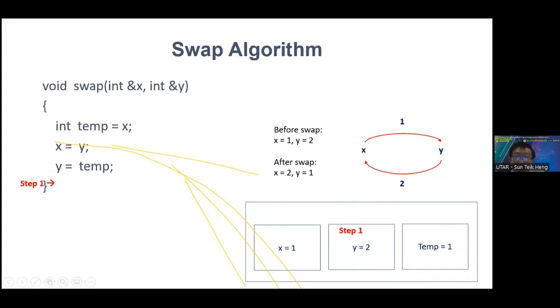Then in step 2, you are able to take the occupant in house Y, take it out and put it into house X. So now your house X has the value 2. Then in step 3, you get the occupant in the temporary house and put it into house Y, so that house Y will now have the value 1. And that is how we have completed our task of swapping the two values in X and in Y.